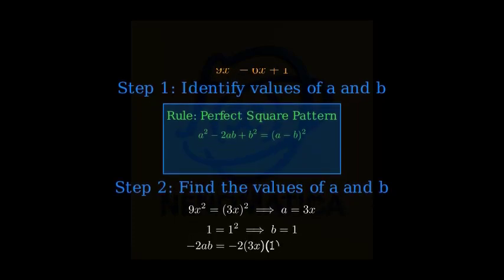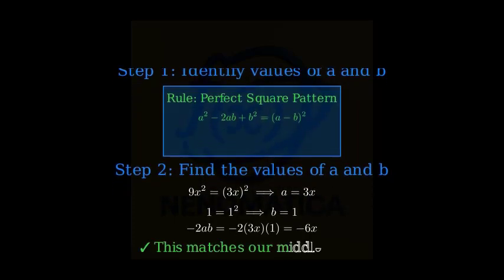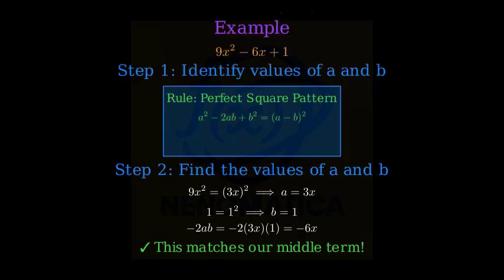Now, let's check the middle term. If this is a perfect square trinomial following the pattern a squared minus 2ab plus b squared, then the middle term should be minus 2 times a times b. That's minus 2 times 3x times 1, which gives us minus 6x. This matches our middle term exactly, so this is indeed a perfect square trinomial.